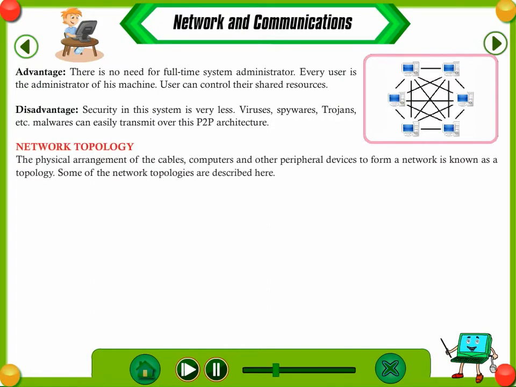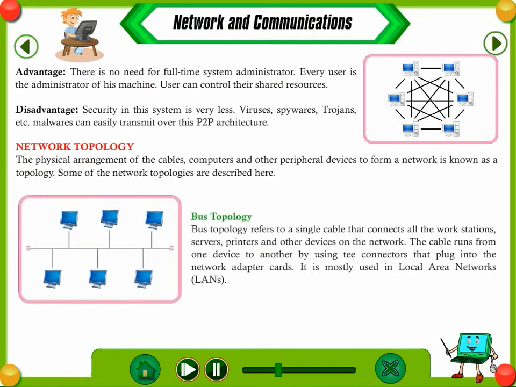Network topology: the physical arrangement of the cables, computers and other peripheral devices to form a network is known as a topology. Some of the network topologies are described here. Bus topology. Bus topology refers to a single cable that connects all the workstations, servers, printers and other devices on the network. The cable runs from one device to another by using T-connectors that plug into the network adapter cards. It is mostly used in local area networks, LANs.